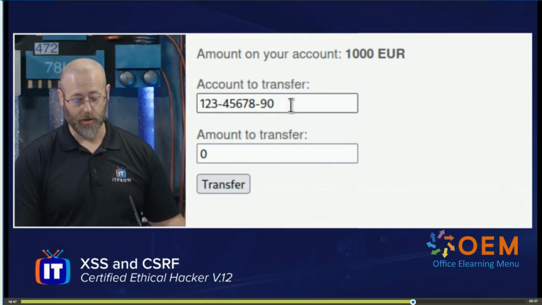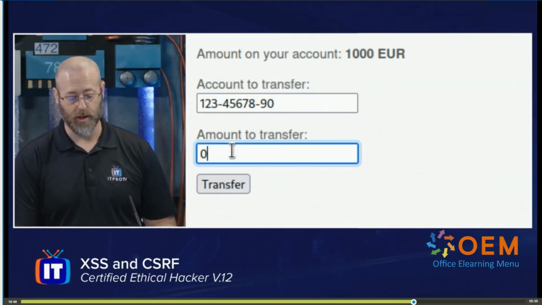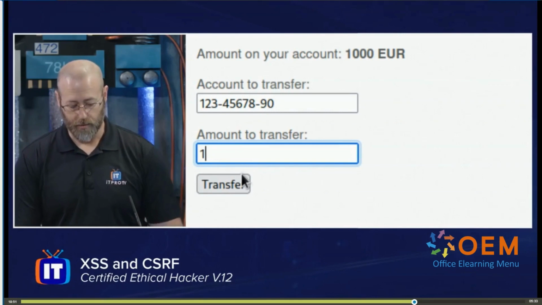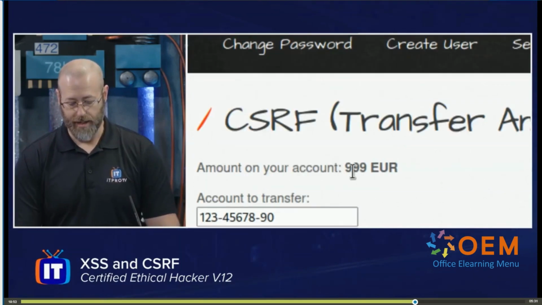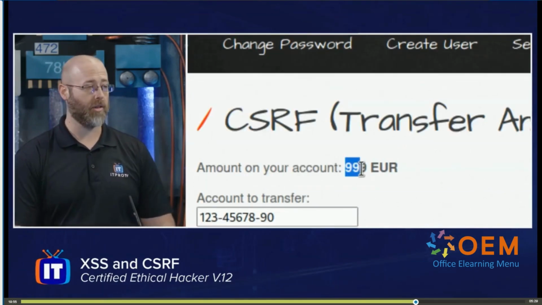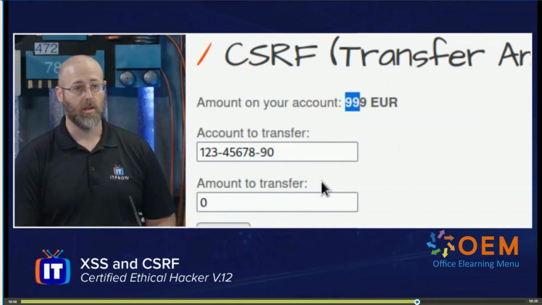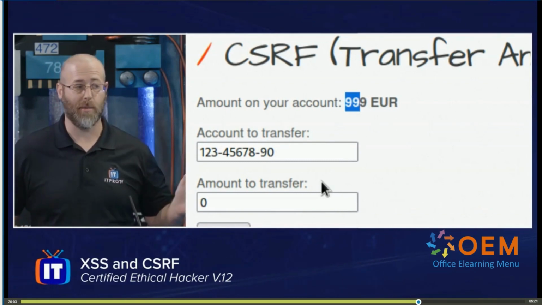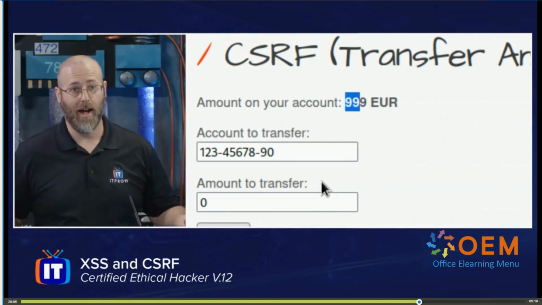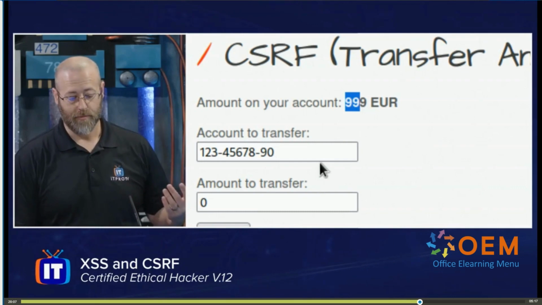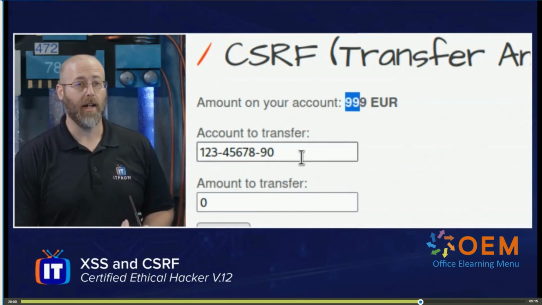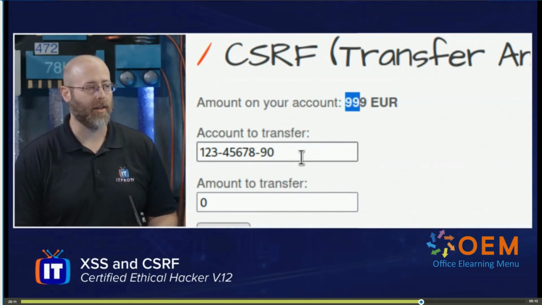It gives me the account number to transfer and the amount to transfer. I'm going to change this to 1. I'm going to hit transfer. I now see I have 999 euros because I transferred 1 euro to this account number. Cool. Well, let's just say for the sake of argument that this is a banking site, and I have now set this to my bank account, or this is my bank account.